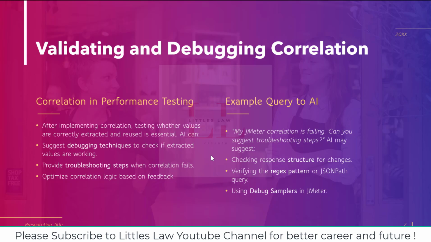And that's very essential because AI can suggest debugging techniques to check if extracted values are working. AI also provides troubleshooting steps when the correlation fails, and it will optimize correlation logic based on feedback. An example query to AI is: my JMeter correlation is failing, can you suggest troubleshooting steps? AI will check the response structure for changes, verify the regular expression pattern or JSON path query, or use debug samplers in JMeter. By doing this, you can very well validate and debug your correlation.